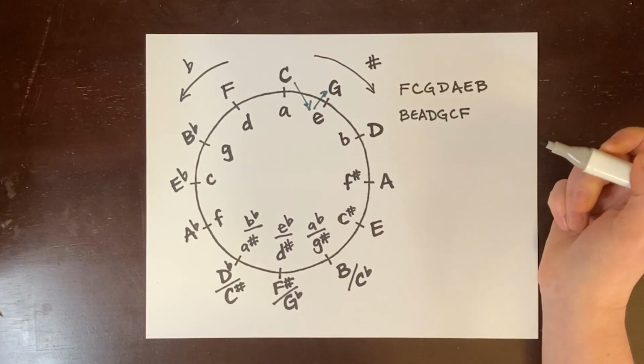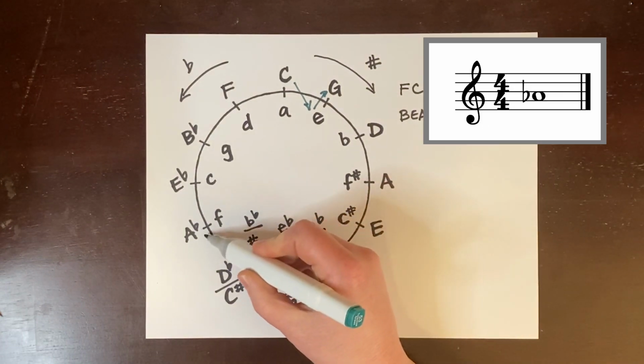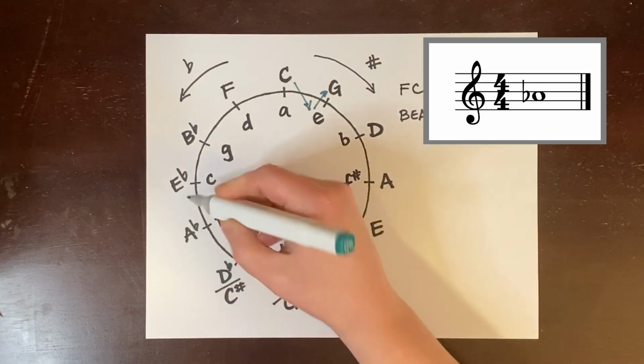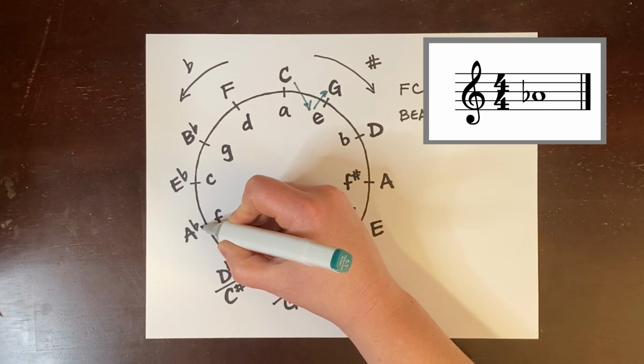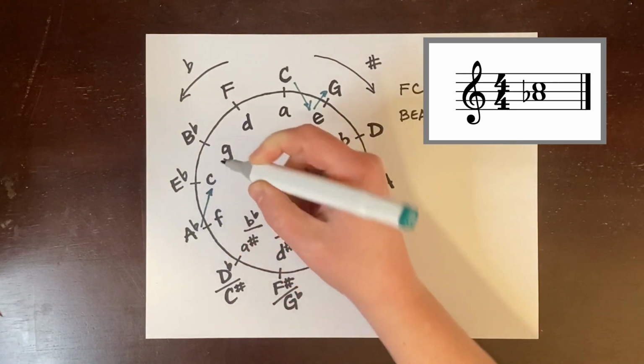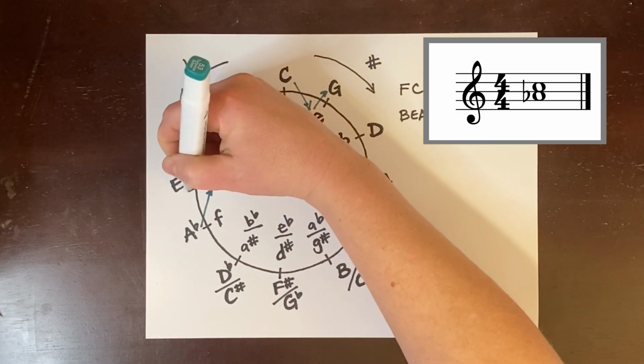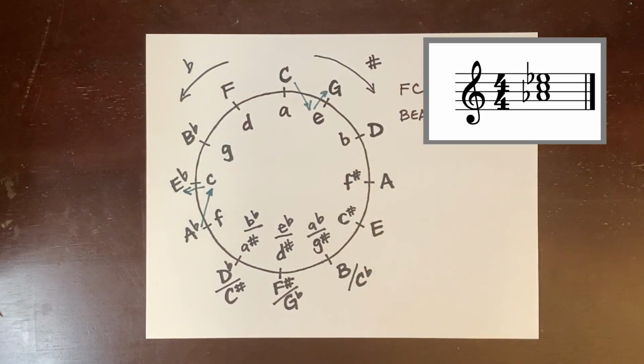And this works with all of them. So I could go over to the A flat triad and start with A flat. That's going to be my root note. C is going to be the middle note or the 3rd of the triad, and E flat is going to be my 5th. It's all right there.